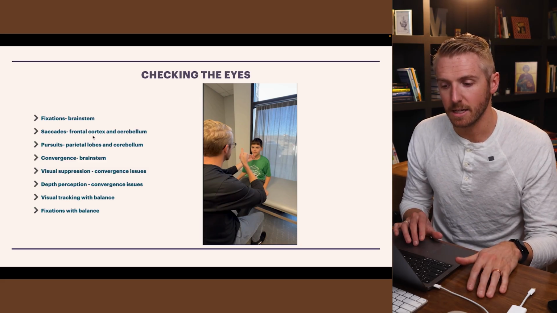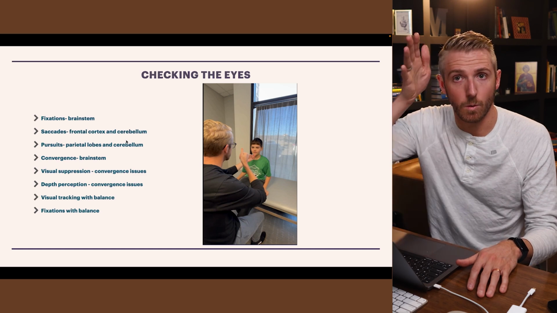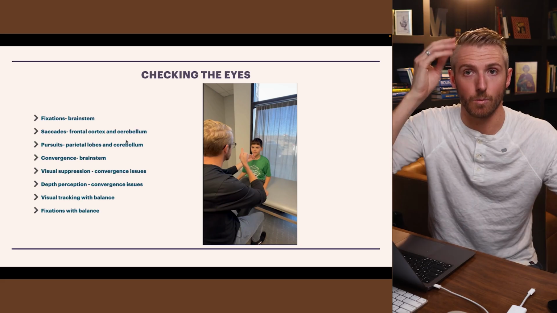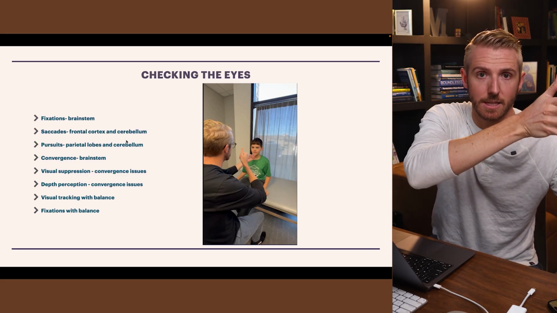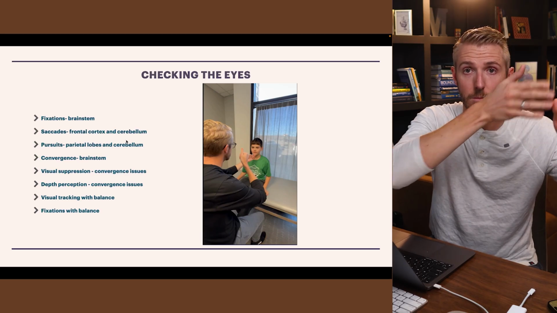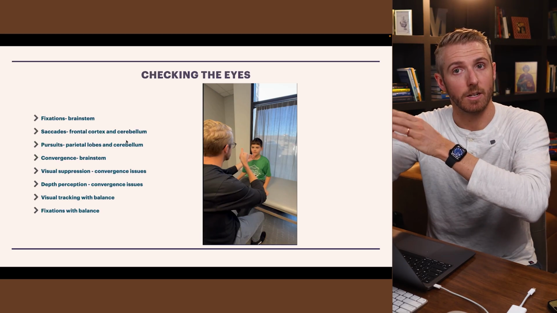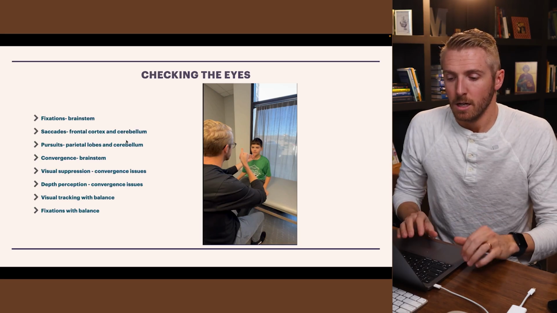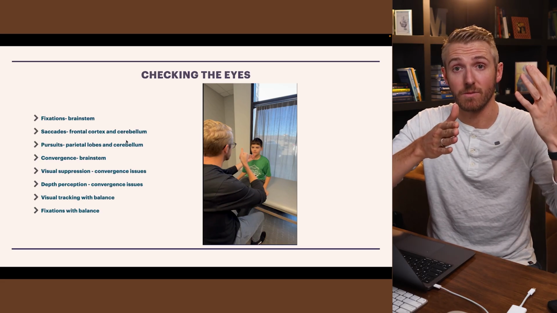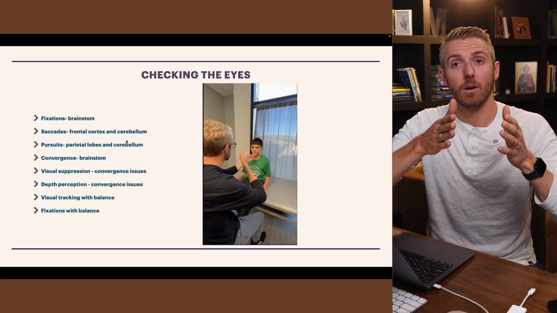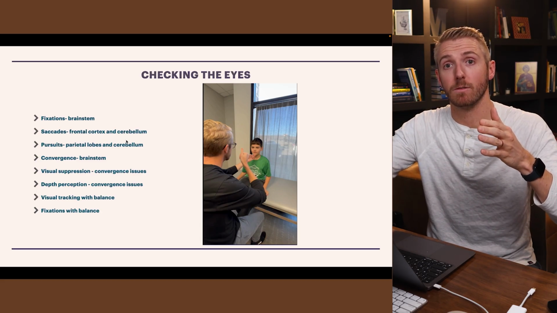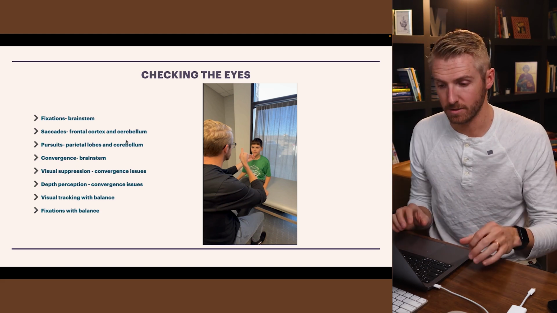Then saccades is from our frontal cortex and our cerebellum. So our frontal cortex, again, it initiates the movement quickly, and our cerebellum stops it on target. So our right frontal lobe initiates left saccades, and our left cerebellum stops it on target. And then our left frontal lobe initiates a right saccade, and our right cerebellum stops it on target. So if we do a saccade to the right, and it's not very quick, we know it's their left frontal lobe involved. And also, or in conjunction, if they can't stop it accurately on a target, maybe they overshoot or undershoot, it's their right cerebellum that's involved.